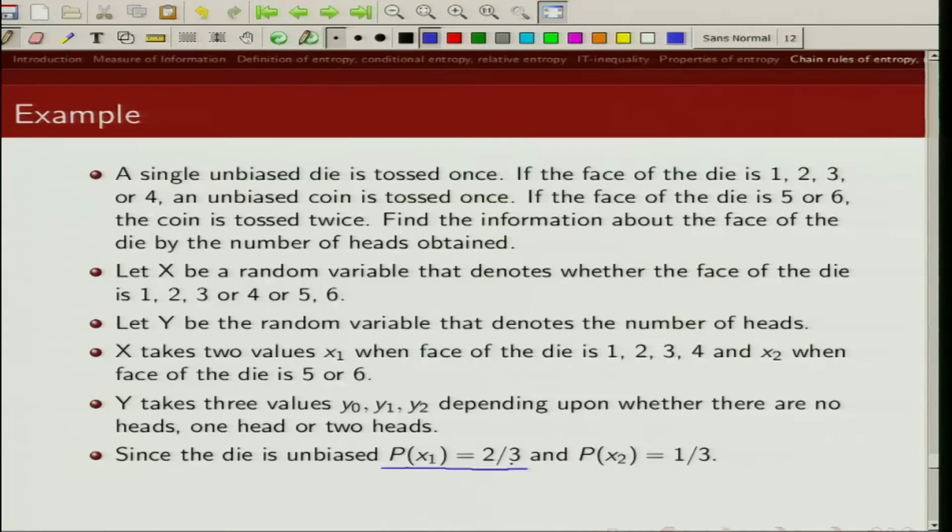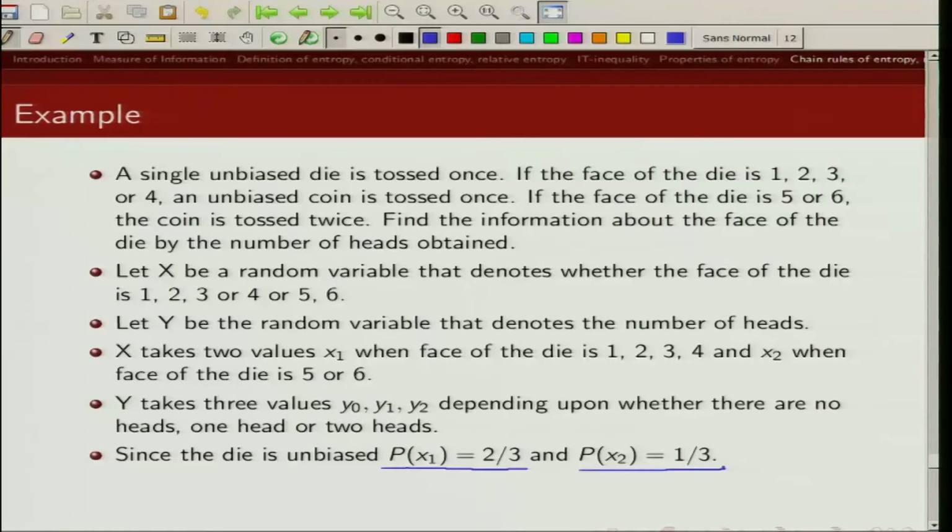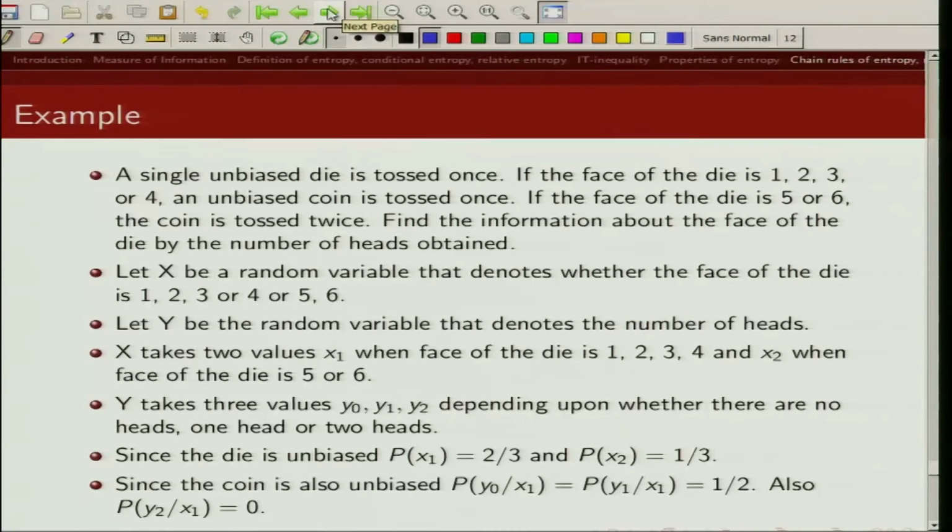I have already mentioned that the probability of getting x1, which is the probability of getting a face of 1, 2, 3, 4, is 2 by 3 because it is a fair dice, and the probability of getting 5 or 6 is 1 by 3. Similarly, if I get x1, dice face value 1, 2, 3, 4, I am tossing the coin once. So in that case, the probability of getting no head is the same as the probability of getting 1 head, which is half, and I can never get 2 heads because I am tossing the coin only once.